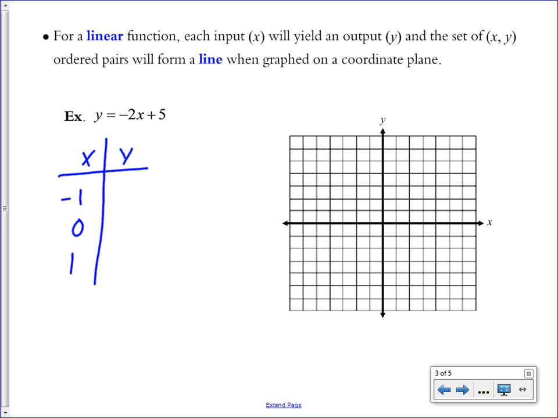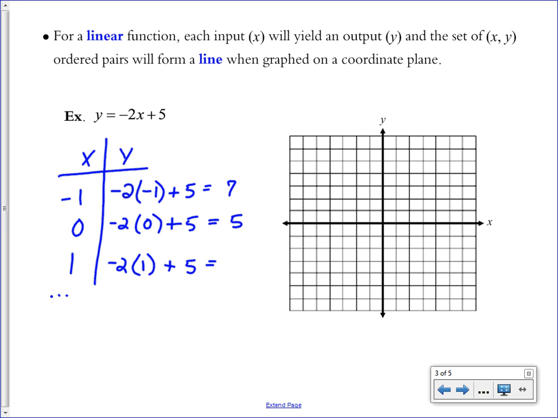So we'll use those as our 3 inputs. And like I said, it could go on forever. I could use more points, dot, dot, dot, but I don't need to. So I'm going to plug in negative 1 in place of x in the function. Normally I don't show this step, but I'll show it here so you know. I am replacing the x from my function with my input value, and then I'm going to simplify that. So negative 2 times negative 1, add 5 equals 7. Replace with a 0, which is going to equal 5. And replace x with a 1, which is going to equal 3. And because my x values were following a pattern, my y values are also following a pattern, as you can see.